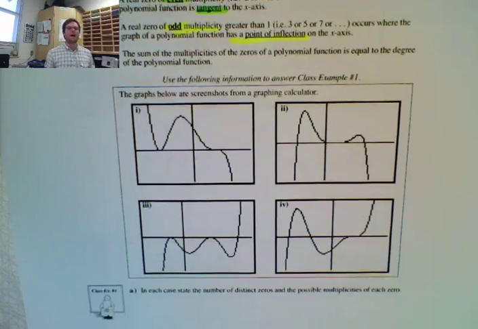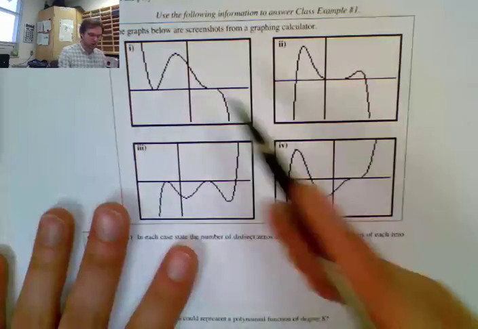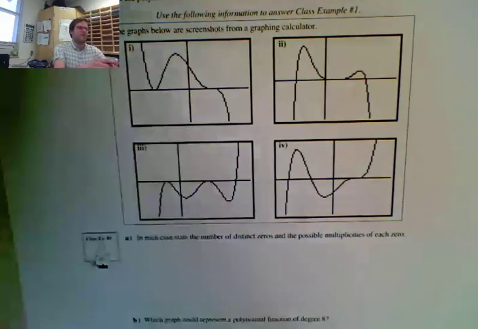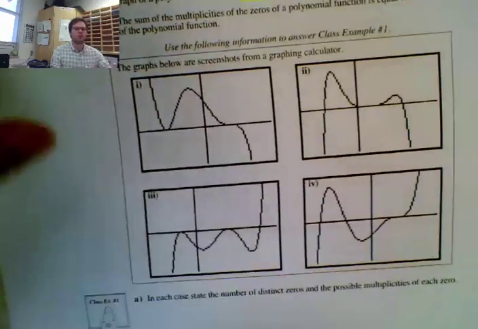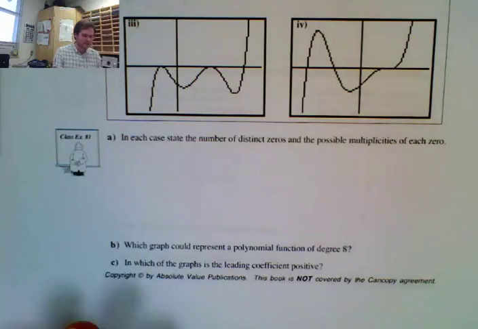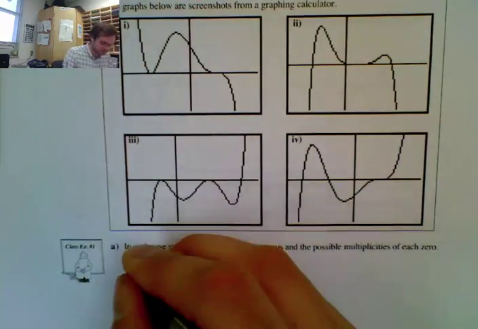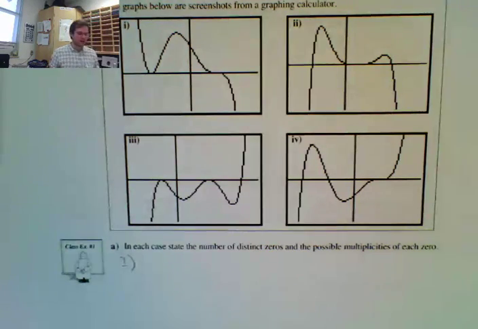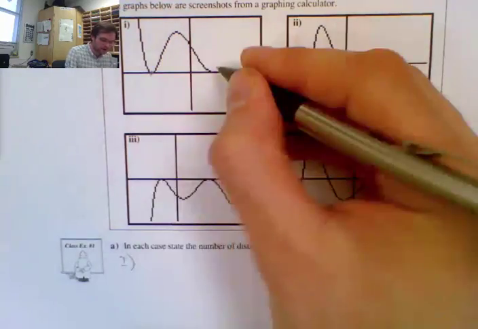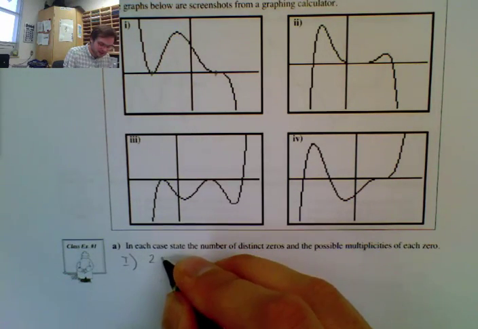So now we're going to look at classroom example 1. We have 4 graphs here, and we want to say what the factors of the graph are. So we could more or less guess what kind of factors there are and how many roots there are. In each case, state the number of distinct zeros. So let's first look at graph 1. How many distinct zeros are there in graph 1? I take a look at it. I cross once, twice, so I have 2 different zeros. So I have 2 distinct zeros.